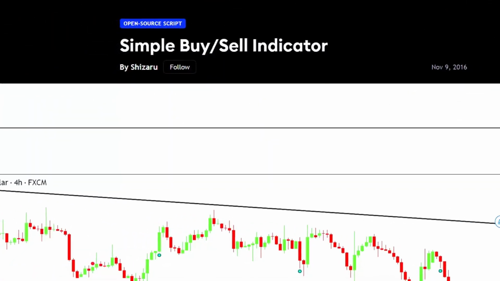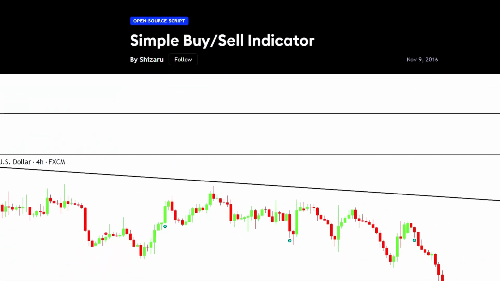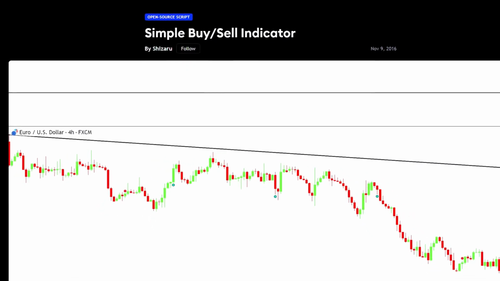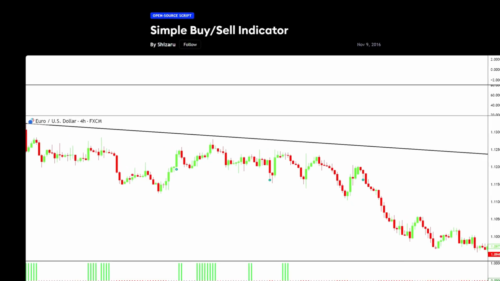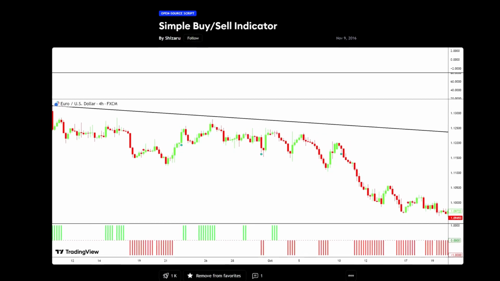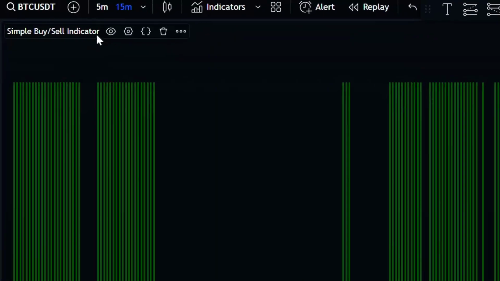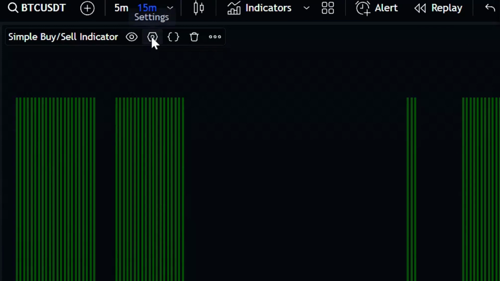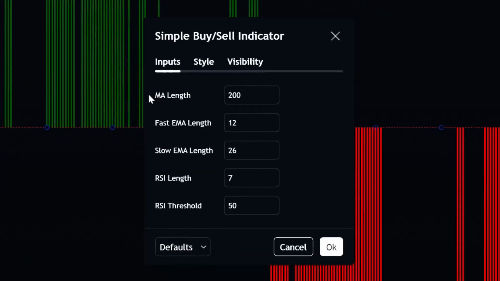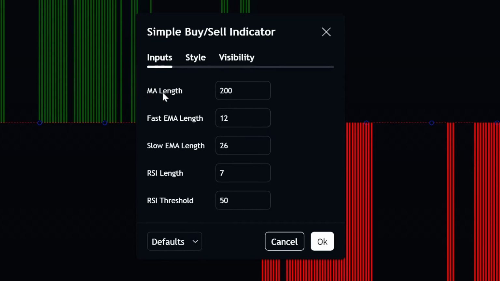This indicator uses 200 MA, RSI, MACD, and parabolic SAR. It's going to be our signal generator in this strategy. To make it the best buy-sell indicator on TradingView, we'll need to adjust a few settings. First, go to the settings and in the input section, make sure the MA option is set to 200. This is important because the 200 MA is a widely used moving average that helps identify the overall trend.